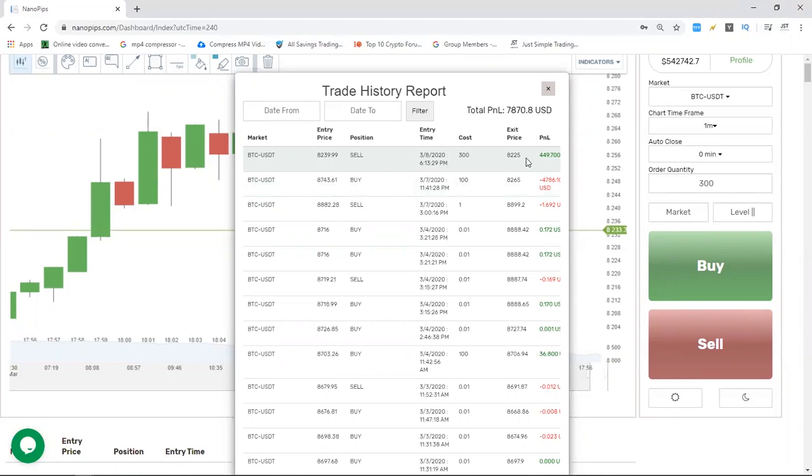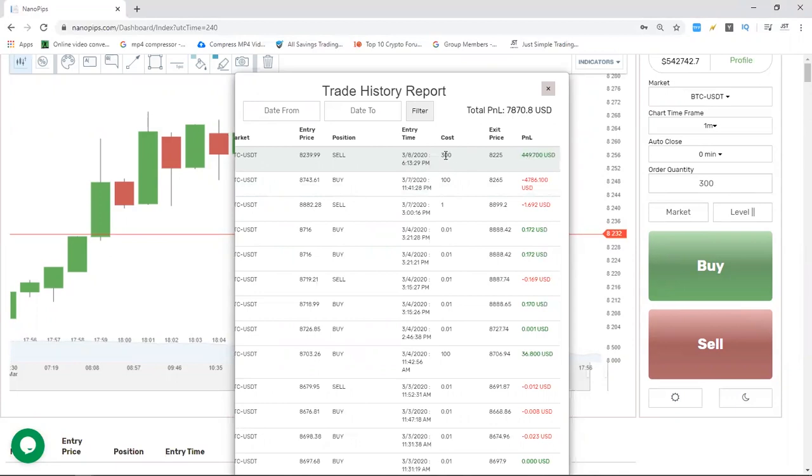Yes. As you can see, we just cleared a profit of approximately $150. Cost was $300, we made $150. Total profit up around $7,870 in the past few days. And that's all it takes. It's literally that simple.